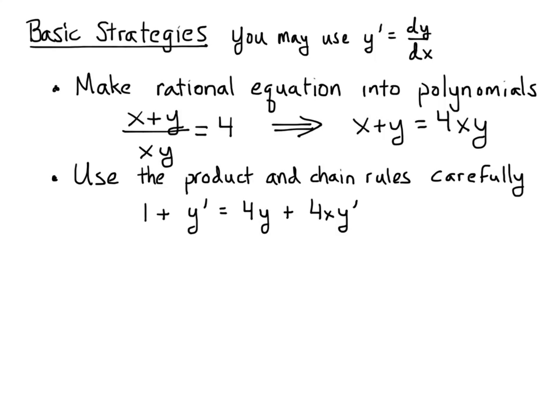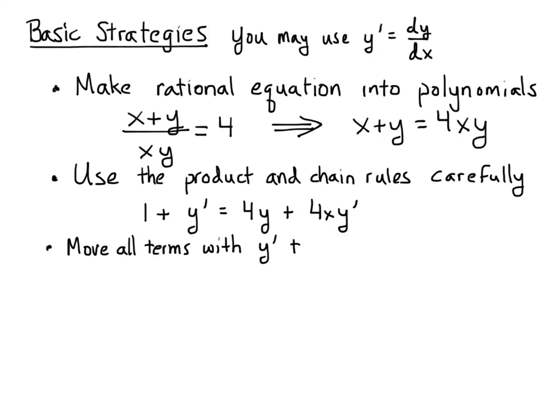Then I have 4xy, and I'm going to use the product rule here. The first thing I do is take the derivative of x, and that becomes 1 times y, so I get the 4y. Remember, the coefficient just rides along. And then in the second term, I take the derivative of y times x, and so I get 4xy prime. Okay, so now I have these four terms.